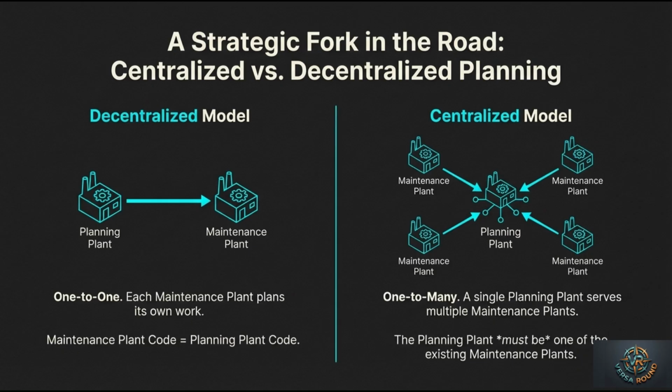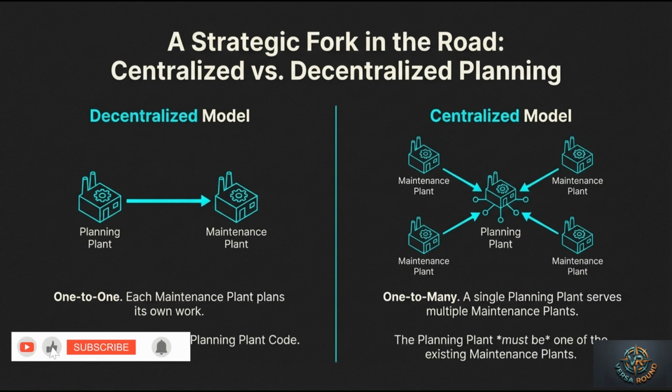In a centralized model, it's a one-to-many relationship. A single, central planning plant serves multiple maintenance plants. This is great for standardizing processes and resources. A crucial rule here, that central planning plant must also be one of the existing maintenance plants. You can't just invent a planning-only entity out of thin air.